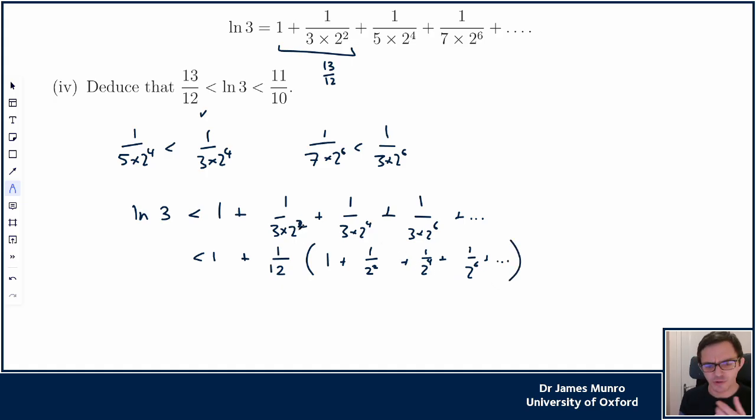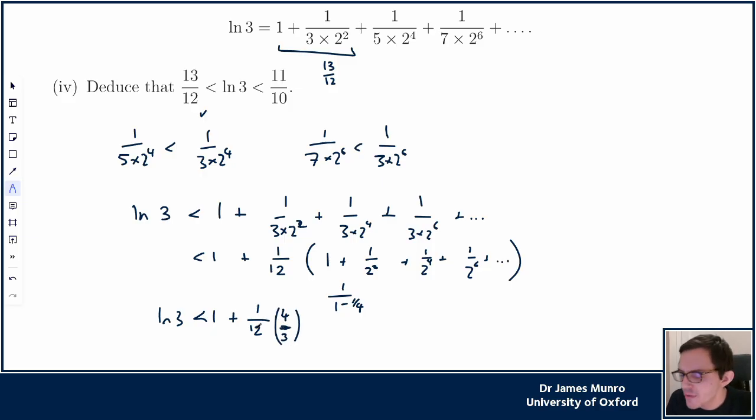It's not 2 squared, 2 cubed, 2 to the 4 like it was in the previous one. The 2's come in even powers only. This is a geometric series with first term 1 and common ratio 1/4. The formula for a geometric series gives 1 over 1 minus 1/4, that's 4/3. So log 3 is less than 1 plus 1/12 times 4/3. Do I mean that? Yes, I do, which is 10 over 9.